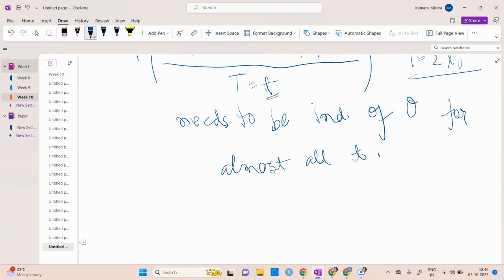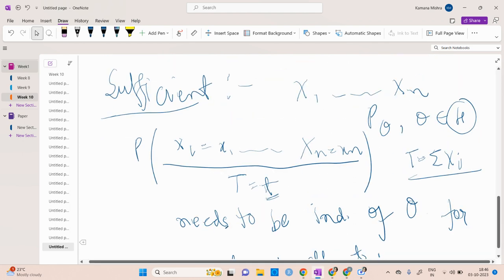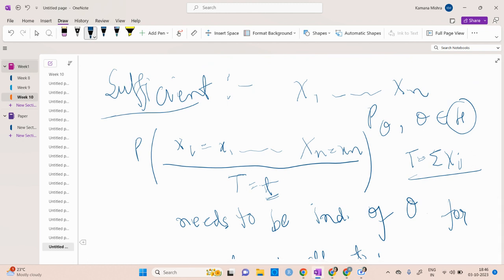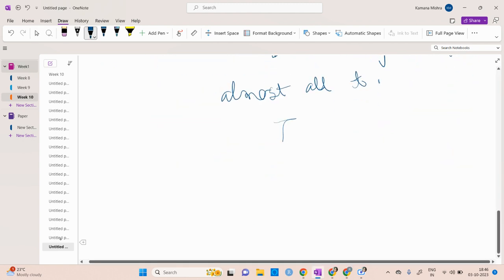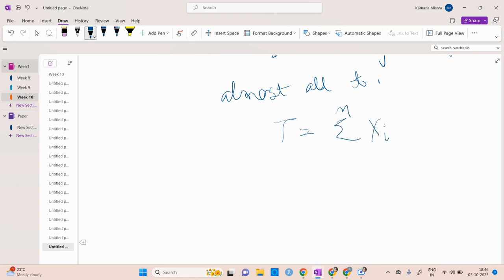Now, to write it in a simpler form, you can take X1 up to Xn minus 1, and then Xn you can take as T minus. T is nothing but summation Xi up to n. So you can take Xn equal to T minus summation Xi up to n minus 1, so that you can use it in terms of Xn.